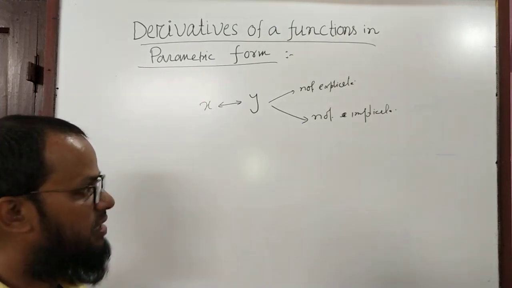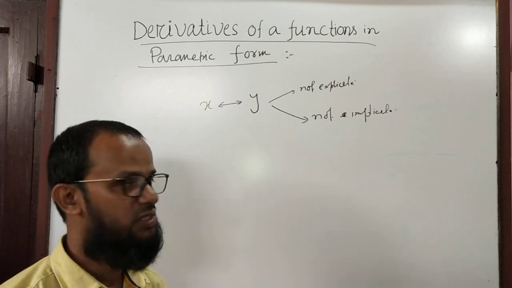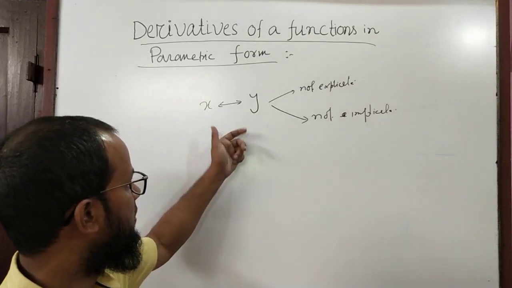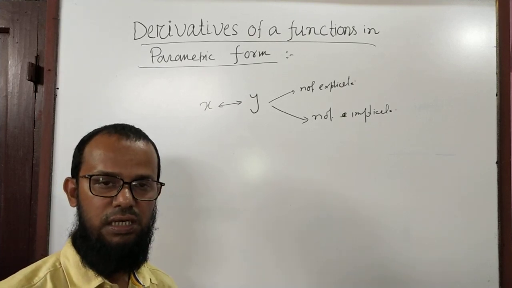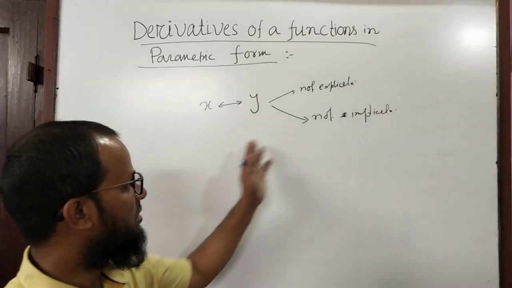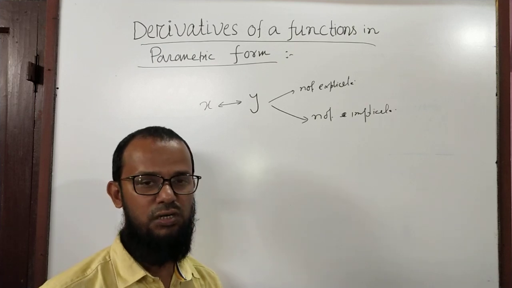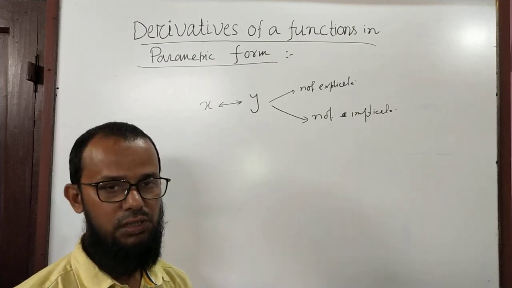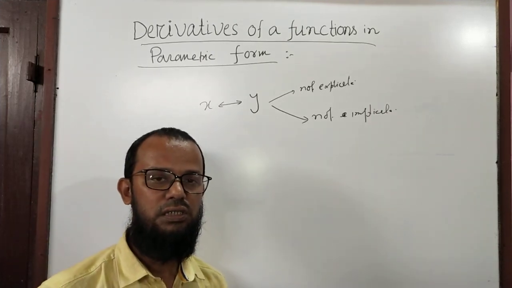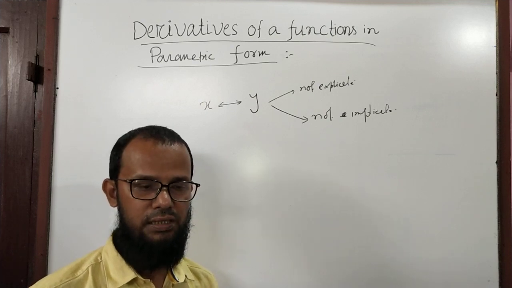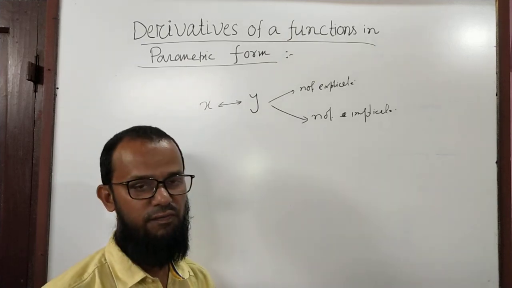In the previous classes, the function was either an implicit function or an explicit function. And if we cannot create a relation between the two variables either in explicit or implicit form, in such cases we introduce a new variable to create the relation between x and y, and that new variable is called the parameter. Whatever form of function you get, that form is called parametric form.